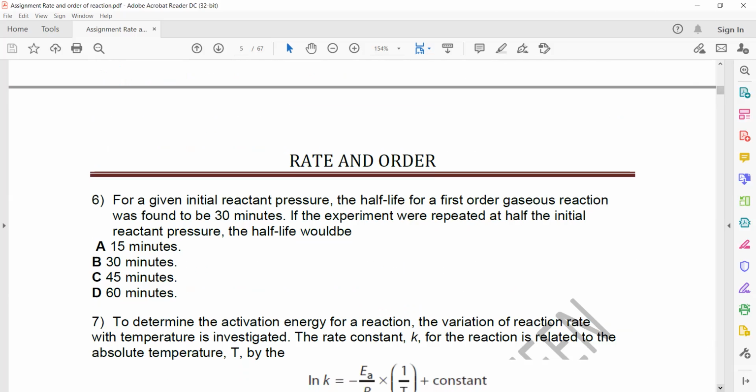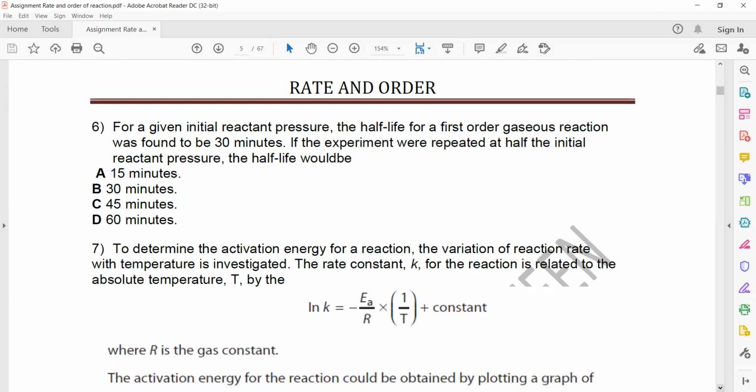In question 6, for a given initial reactant pressure, the half-life for a first order gaseous reaction was found to be 30 minutes. If the experiment was repeated at half the initial reactant pressure, the half-life would be... keep in mind it's a first order. So 15.